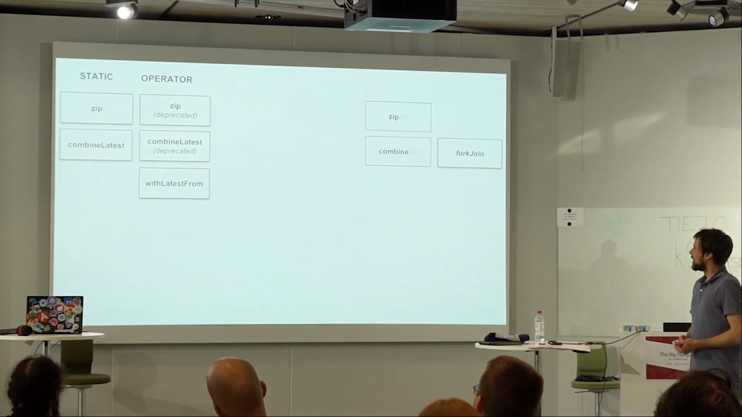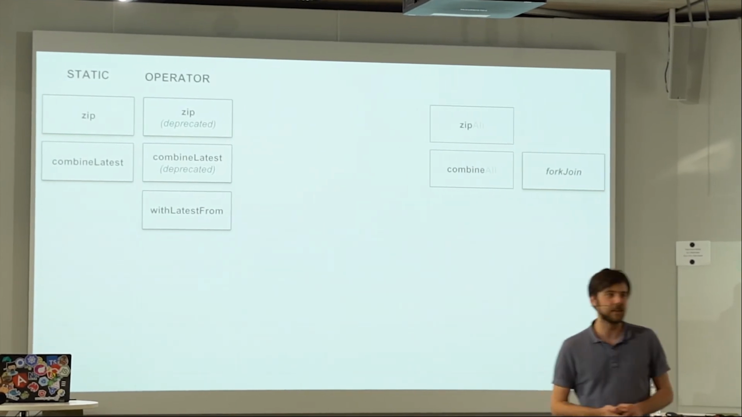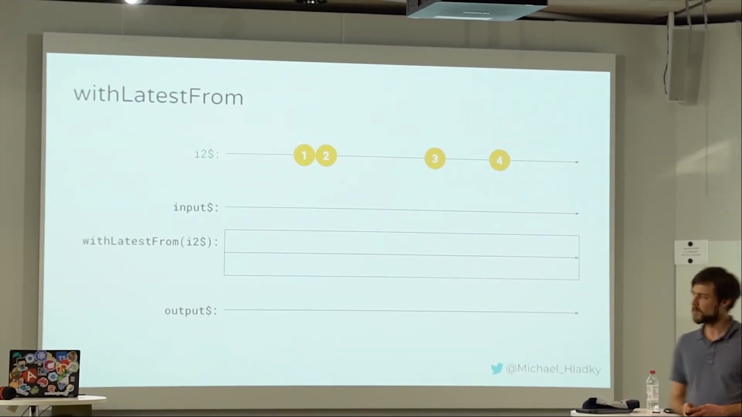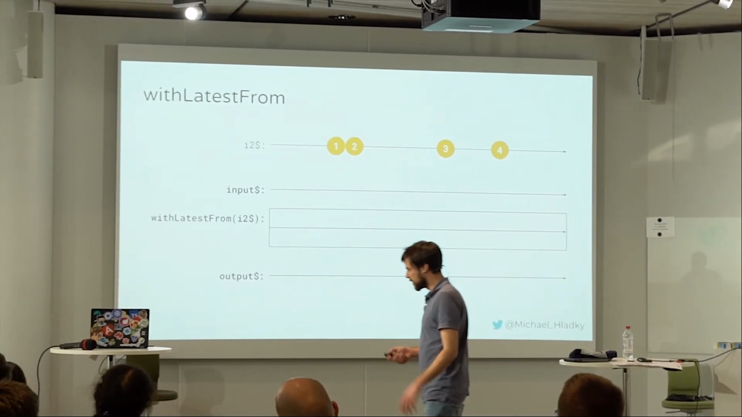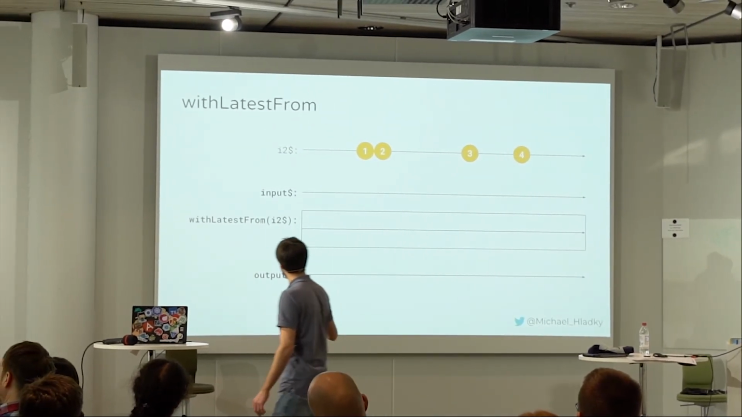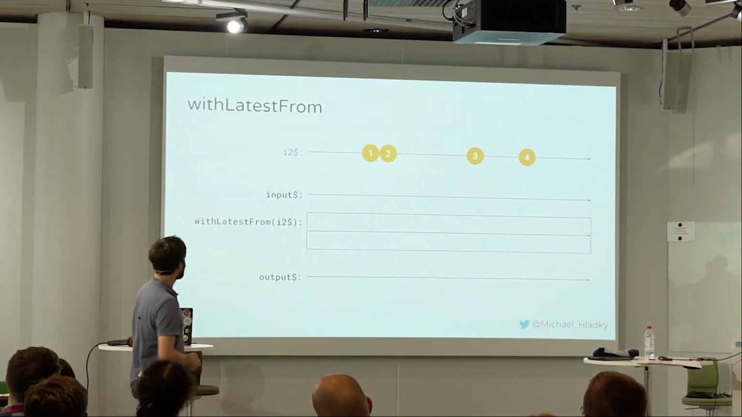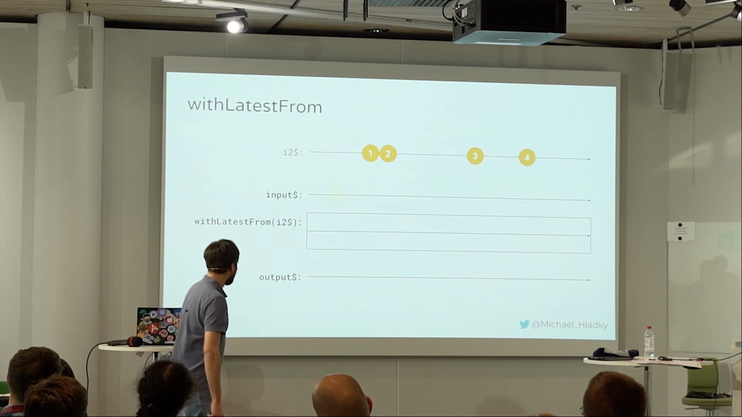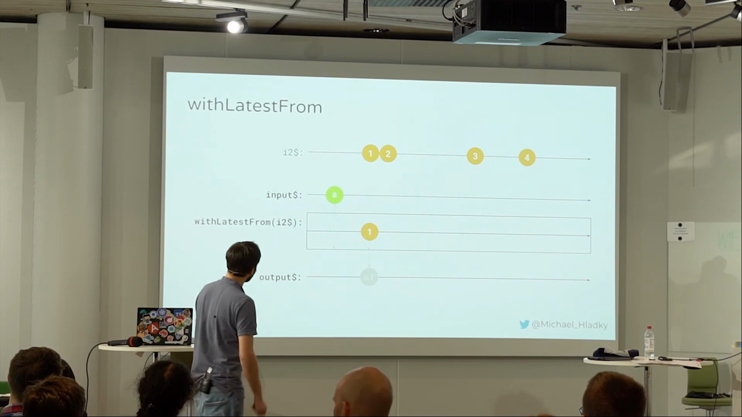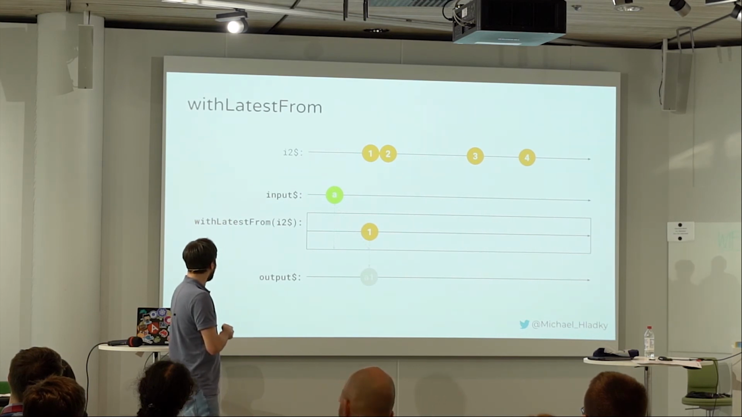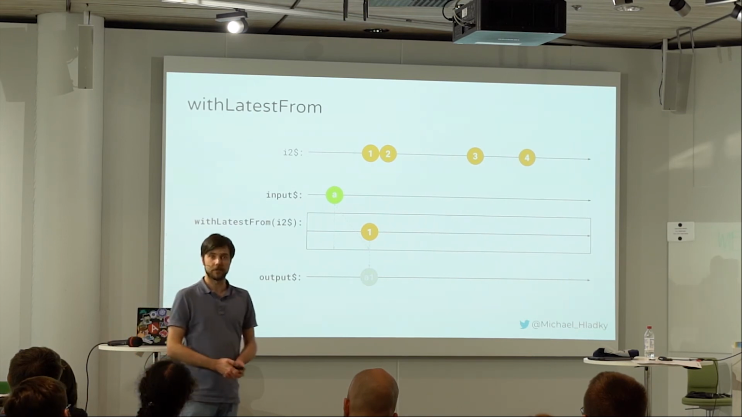And the last combination operator that I want to explain is with latest from. With latest from is a little bit different. Let me explain what the difference is. So we have this I2 stream here, which is emitting values. And then I have my input stream. And my input stream starts to emit values and nothing happens. Also here, if my internal stream emits a value, nothing happens.